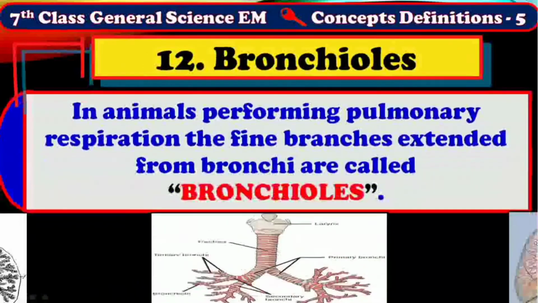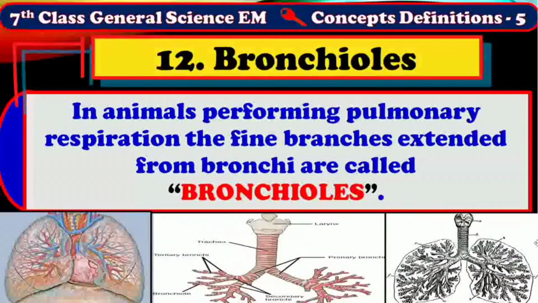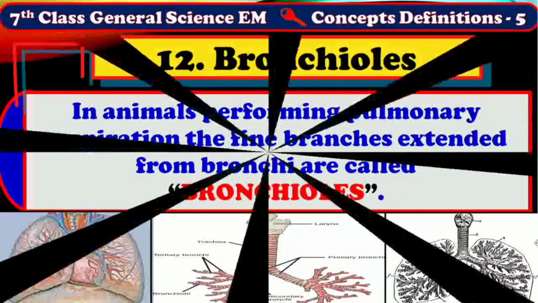Bronchioles. In animals performing pulmonary respiration, the fine branches extended from bronchi are called bronchioles. We can call bronchioles as bronchioli also. The terminals of bronchioles or bronchioli open into the structural and functional units of lungs called alveoli. You can understand the term alveoli in higher classes.